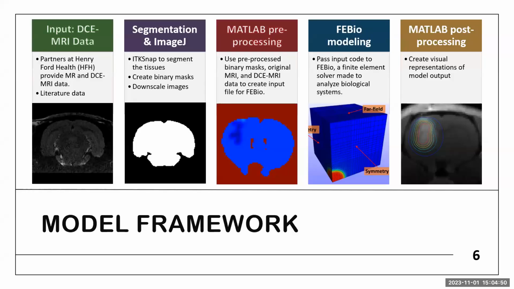In general, the model framework is as follows. We have several experimental data sets along with literature values as input. Then we do some pre-processing of the data in ITK-SNAP, ImageJ, and MATLAB before we feed this into FEBio, which is a finite element solver specifically made to analyze biological systems. Then we take that numerical output and create beautiful contour maps of the data to show it in a visual sense.